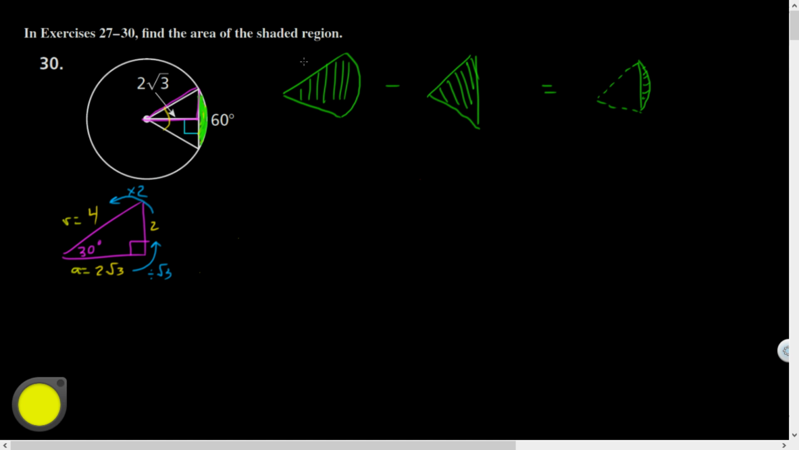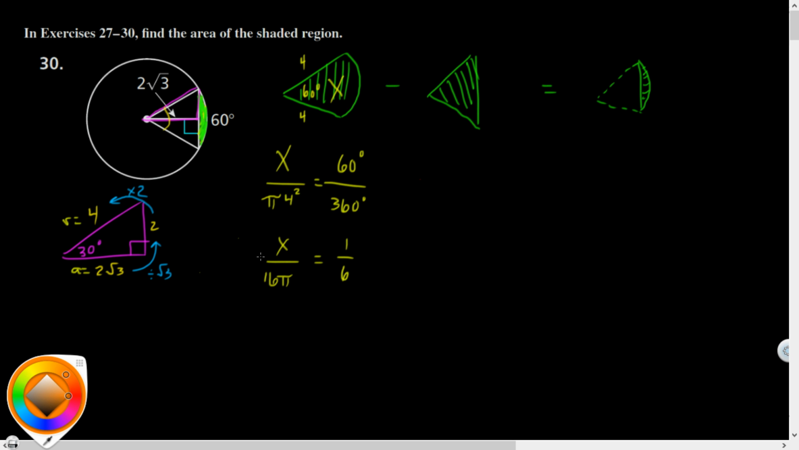So if I want to find the area of this, it's a radius of 4 and a central angle of 60 degrees. So I'm going to use the area of the sector. I'll just call that cap X. X over the area of the circle, pi times 4 squared, is going to equal the angle of the sector divided by the angle of the circle. So that's x over 16 pi is equal to 60 over 360, which reduces to 1/6. And then multiply both sides by 16 pi.